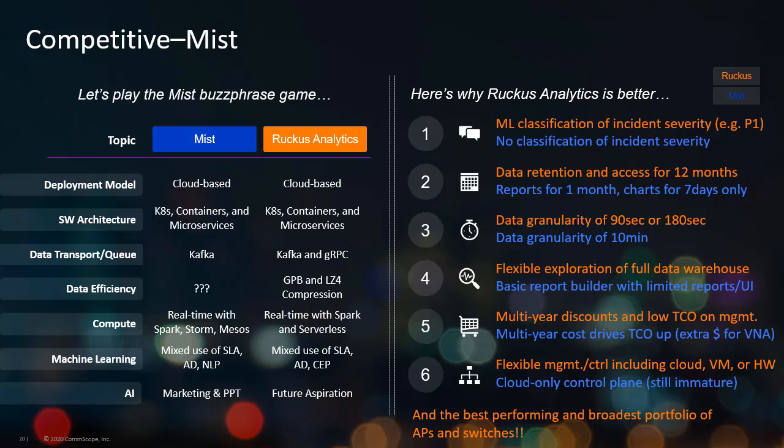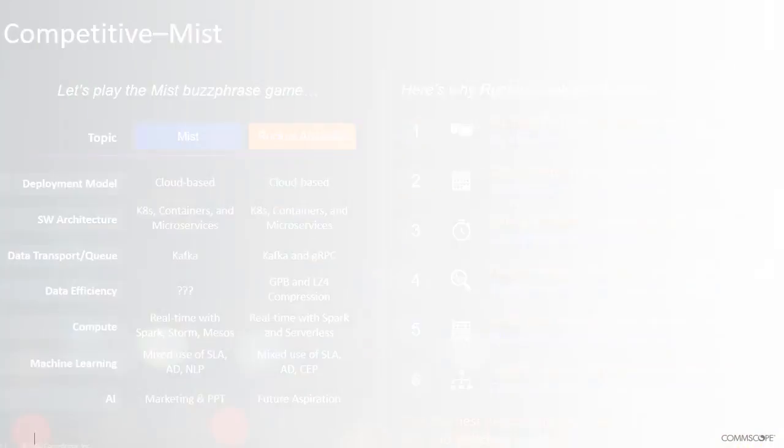As a note, we have a competitive data sheet that summarizes all of this on our website, or you can request more information from our partners or in-house sales team.